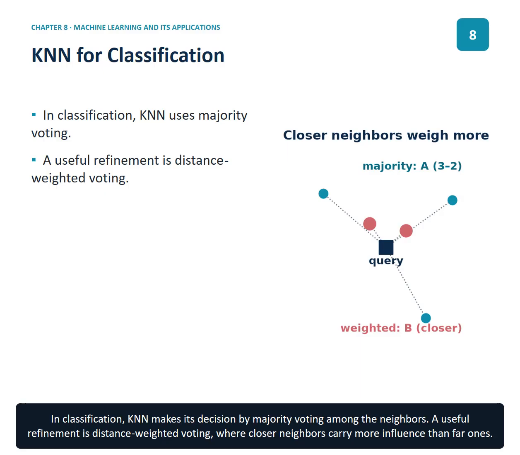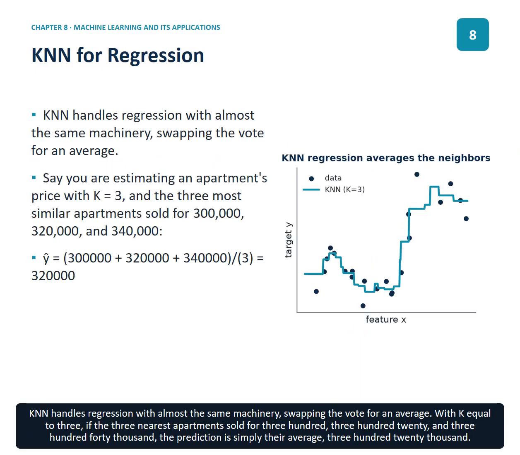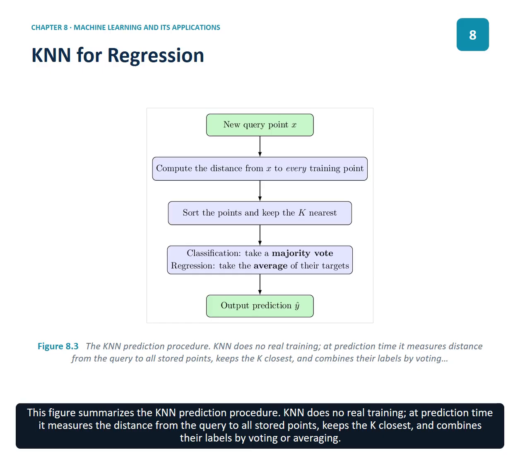A useful refinement is distance-weighted voting, where closer neighbors carry more influence than far ones. KNN handles regression with almost the same machinery, swapping the vote for an average. With k equal to 3, if the 3 nearest apartments sold for 300, 320, and 340,000, the prediction is simply their average, 320,000. This figure summarizes the KNN prediction procedure.